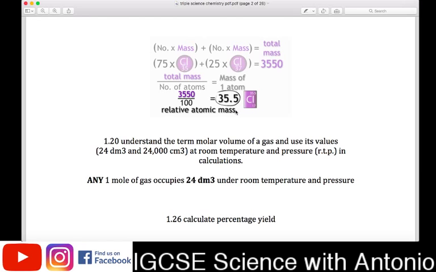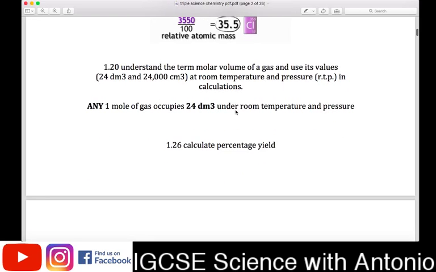Okay, the next bit is not difficult. Alright, you have to know that 1 mole of any gas will occupy 24 dm cubed, or we can say 24,000 cm cubed, under room temperature and pressure, and do the calculations of that. Alright, so remember gas calculations, you can easily convert any moles, multiply by 24, and you get the volume it occupies under room temperature and pressure. Alright, and that's what you have to know.